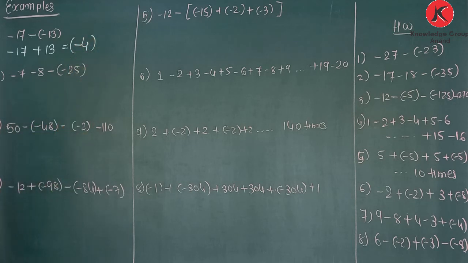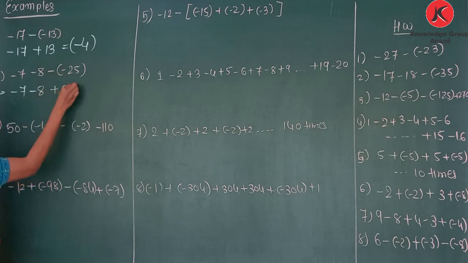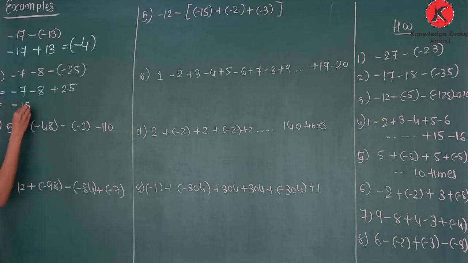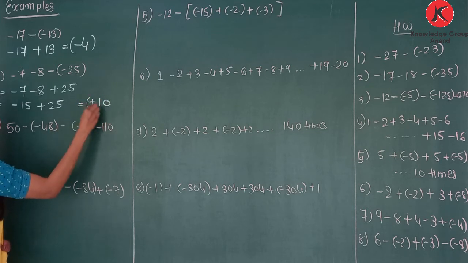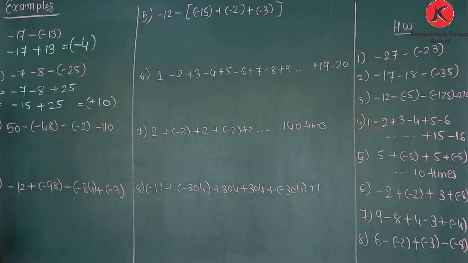Next, minus 7 minus 8 minus 25. So again we can write minus 7 minus 8 minus plus 25. Minus 7 minus 8 is minus 15 plus 25. One negative, one positive, so it is 10. But plus, because 25 is greater.